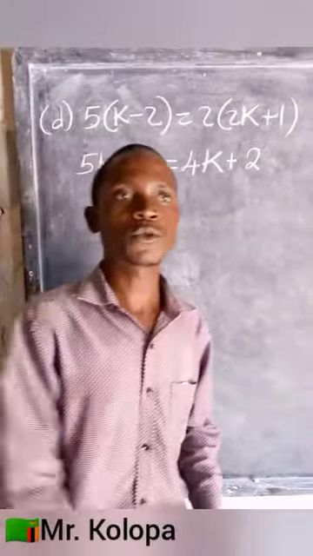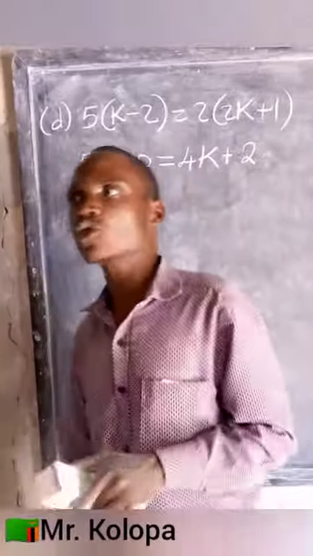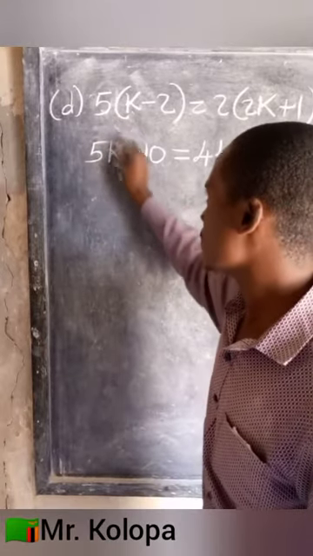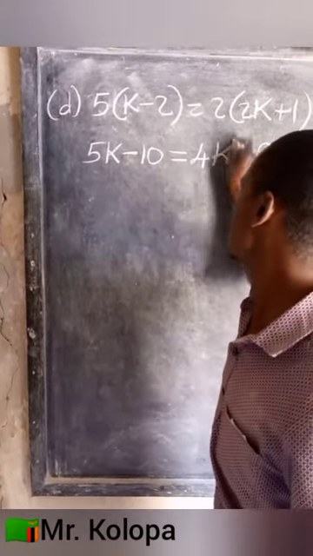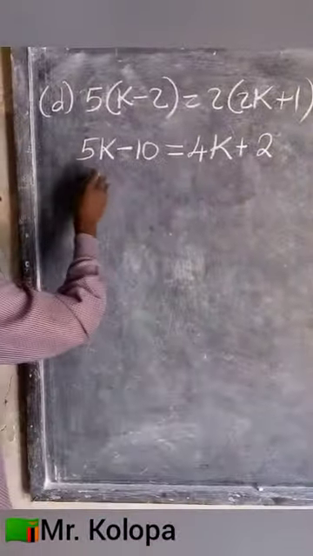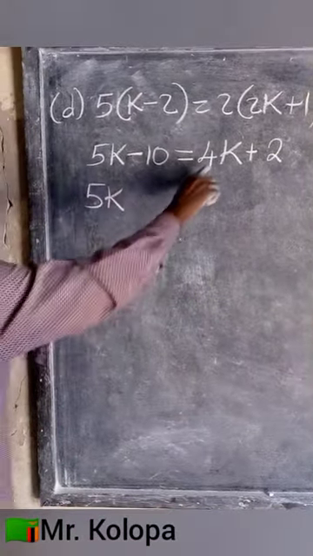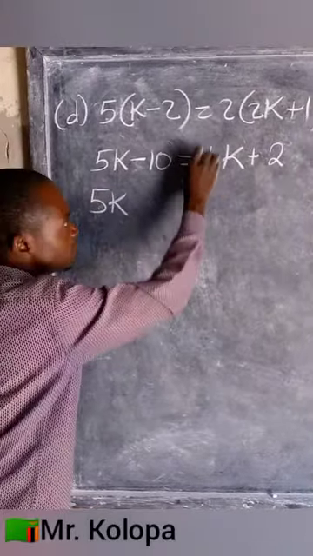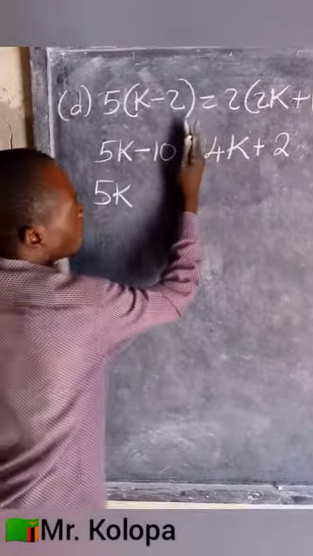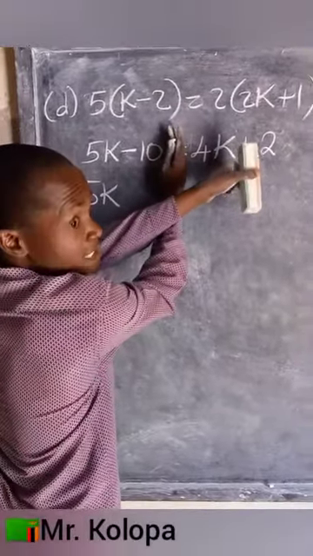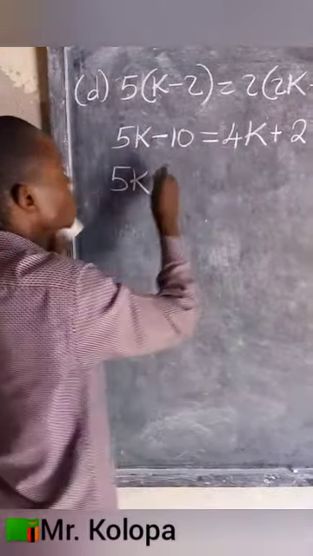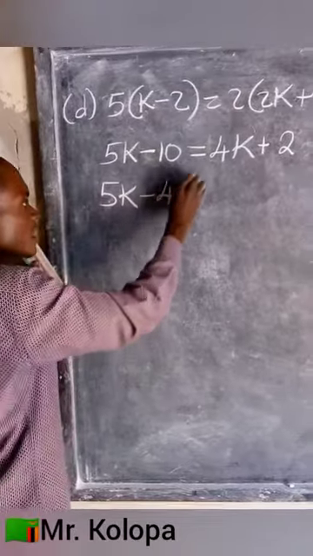Then there, what are we supposed to do now? We are supposed to collect the like terms. Let's try to count the terms that we have. We have 1, 2, 3, 4. So we have to collect the like terms. So we have 5k here. You drop it. The like term to this one is positive 4k. So positive 4k, it's on the right hand side. So it is coming to the left hand side. Then it's positive, going to change what? The sign and become negative.